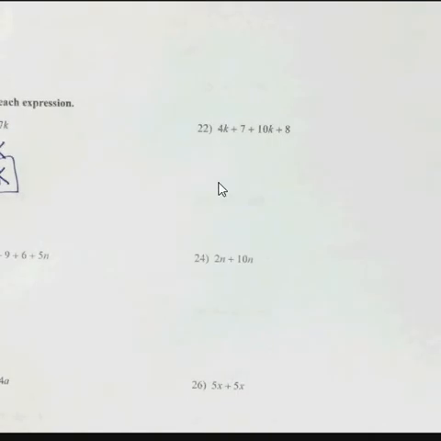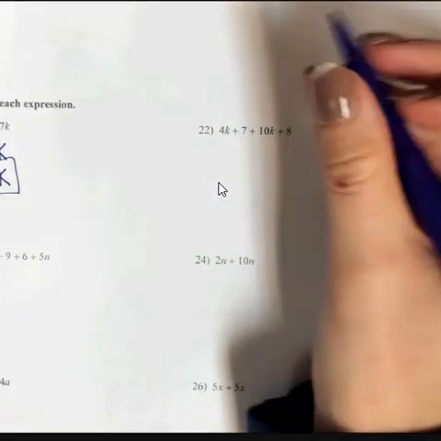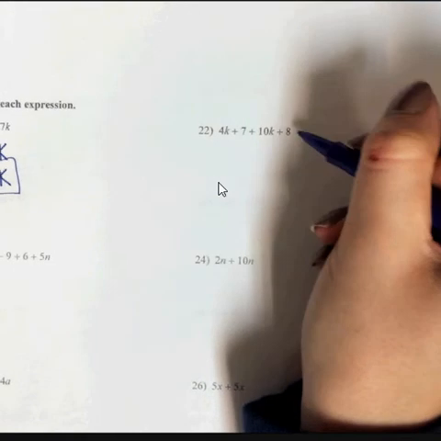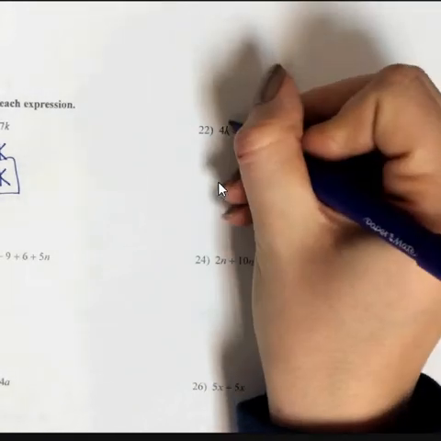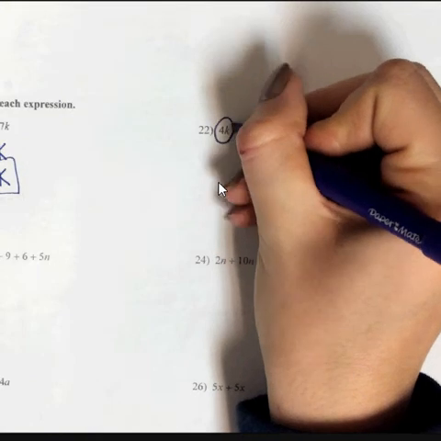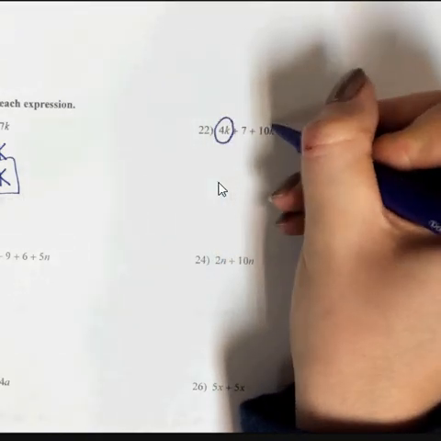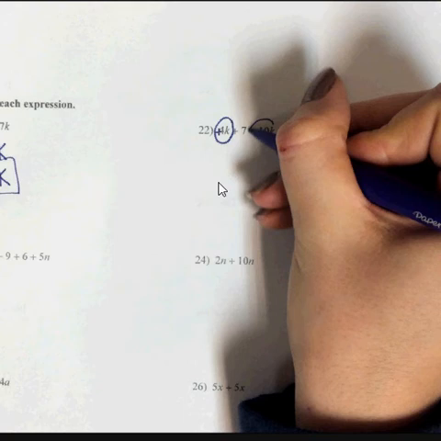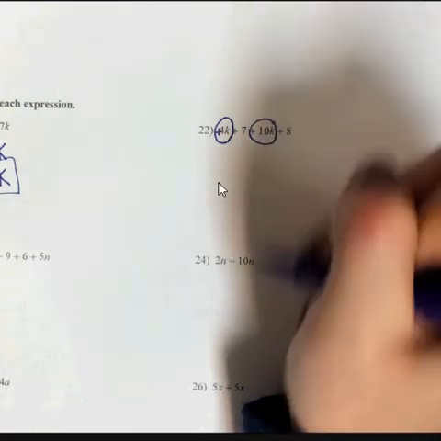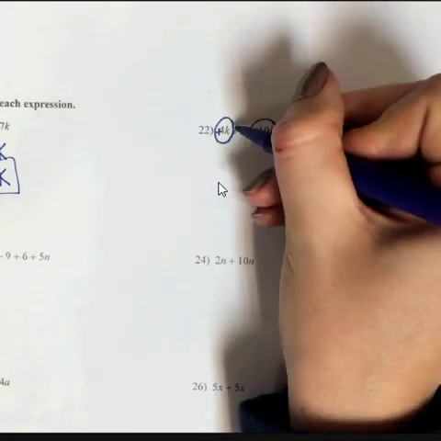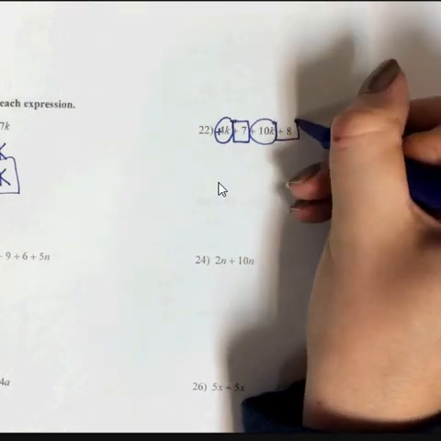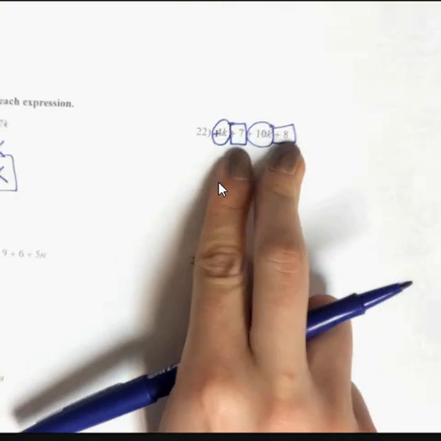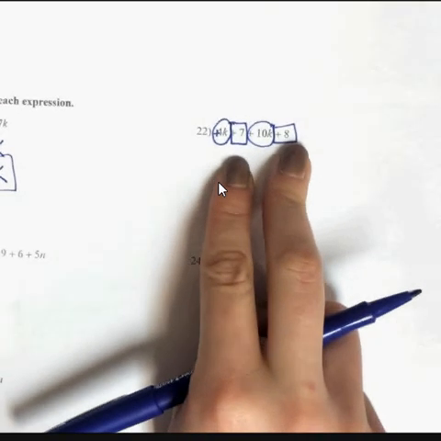Number 22 could be a little bit trickier because we have more than one set of like terms. So I have like terms for my k's. I have positive 4k's and positive 10k. Those can be combined. And then I also have positive 7 and positive 8. These are like terms because they're just 2 regular numbers.